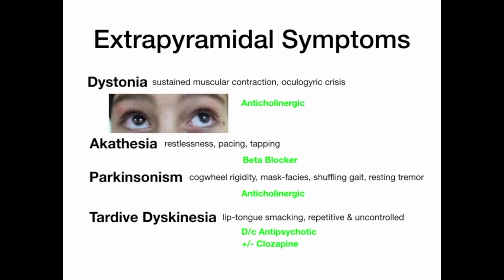So if you ever look in a textbook, the answer is always discontinue the antipsychotic, and then literally it usually says clozapine may help. So if you have to pick a drug, the answer is clozapine. If you have to pick an answer, the choice is discontinue the antipsychotic. That's always first. So again, these are the 4 EPS. Don't worry about the timeline. Understand what they are individually and know the treatment for each of these.